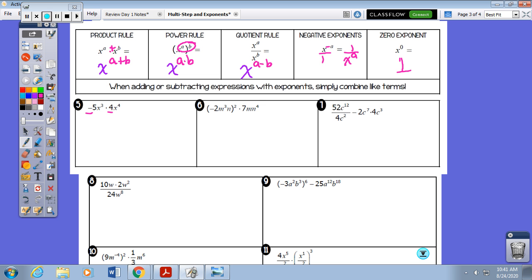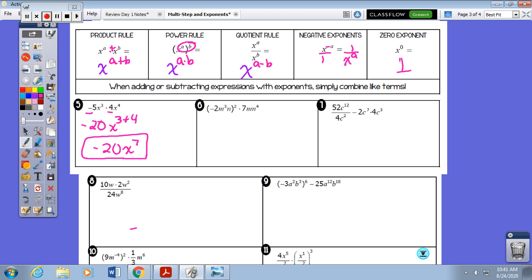-5 times 4 is -20. You're going to have x to the 3 plus 4. So I get -20 x to the 7th. And yes, you don't necessarily have to write them all out if you know how to do them, but just be careful to not skip too many steps there. You end up getting yourself lost. Okay? Now this is a problem that students have in missed pieces.